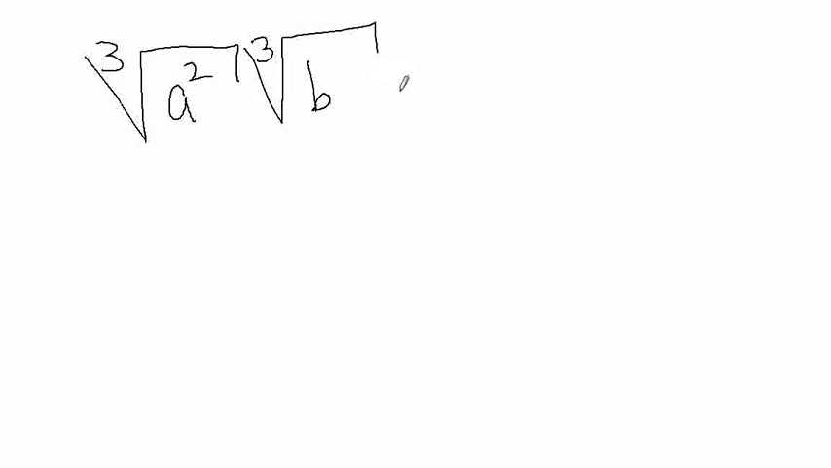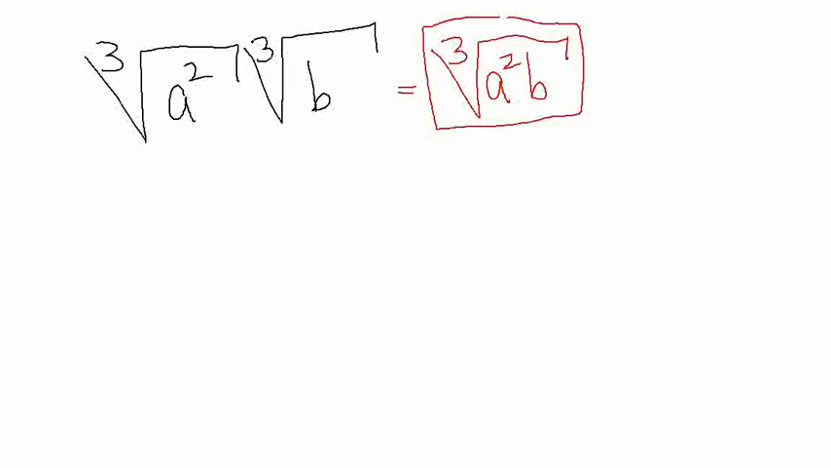Would you please simplify this product of radicals? The cube root of a squared times the cube root of b. Pause the video and do that now, please. Okay, just like in the examples involving square roots, we simply multiply the pieces underneath the radical. So for this, we get the cube root of a squared b.